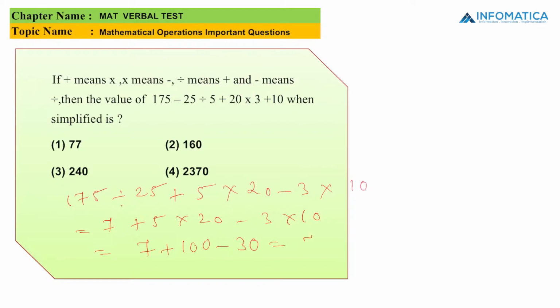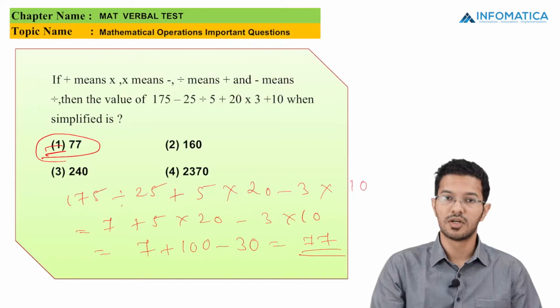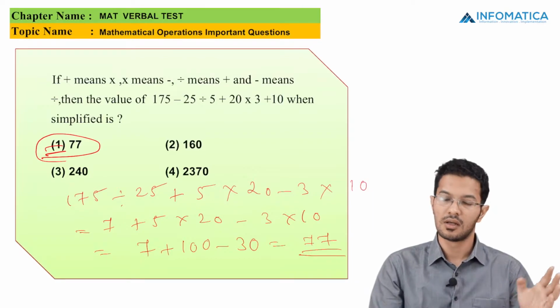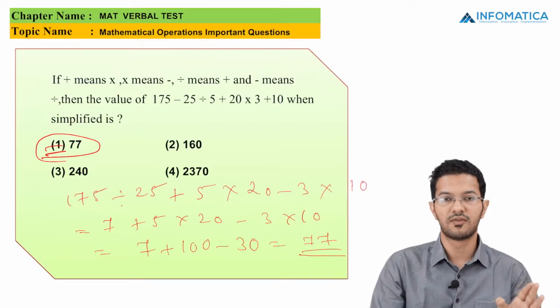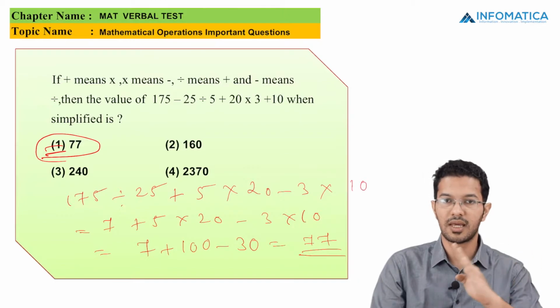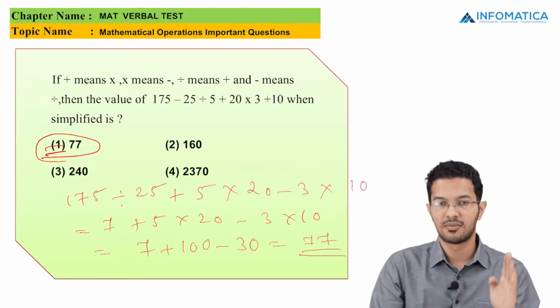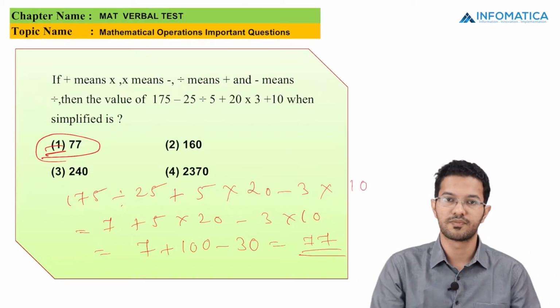Let me go for 107 minus 30. So I get the answer to be 77, which is option A. So first what we did is we converted all the signs, and then we went for the BODMAS rule as DMAS, starting with division, then multiplication, addition and subtraction. Thus we got the answer to be 77.